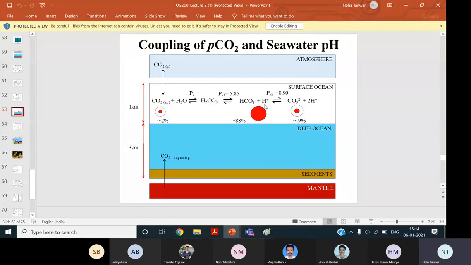But what I meant is, it doesn't mean it has crossed the value of 7. It has not become less than 7. When people say seawater is becoming acidic, they don't mean that the pH has become less than 7. It just means that the pH is decreasing. It is moving towards acid. Okay, that's what I meant. Okay, ma'am. Got it.